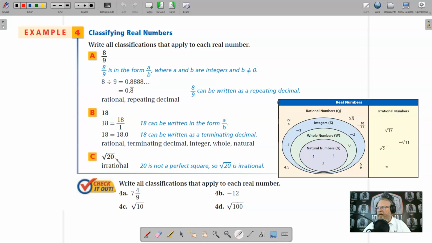Square root of 20. 20 is not a perfect square, so the square root of 20 is going to be an irrational number, and it would belong over here with the irrational numbers.